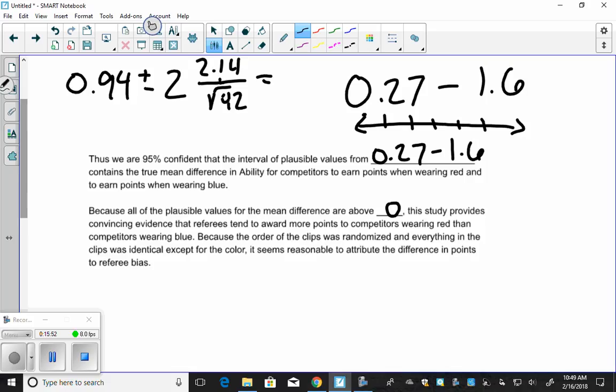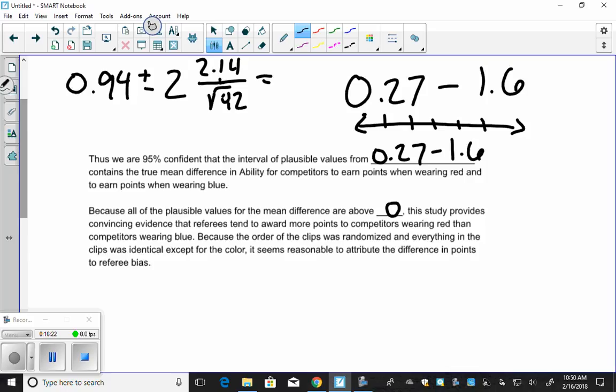And we're predicting red to be better. Does that mean the referees gave more points to red? Yeah. But wasn't the point supposed to be equal? Yes. So what does that mean about the refs? They didn't cheat. They showed favoritism. They were biased. Okay, they were unfair.